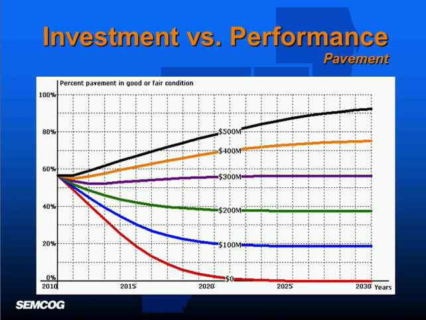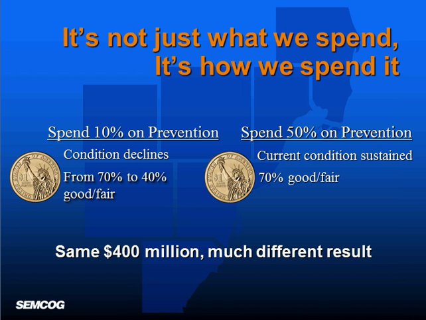This slide shows the regionally preferred strategy of spending 33% equally amongst the 3 different treatments: capital preventive maintenance, rehab, and reconstruction. So this analysis, along with examples like the one shown here on this slide, clearly show that it's not just what we spend, but how we spend it.